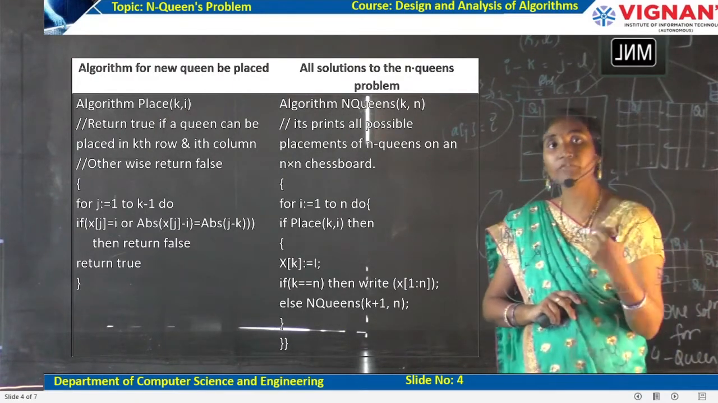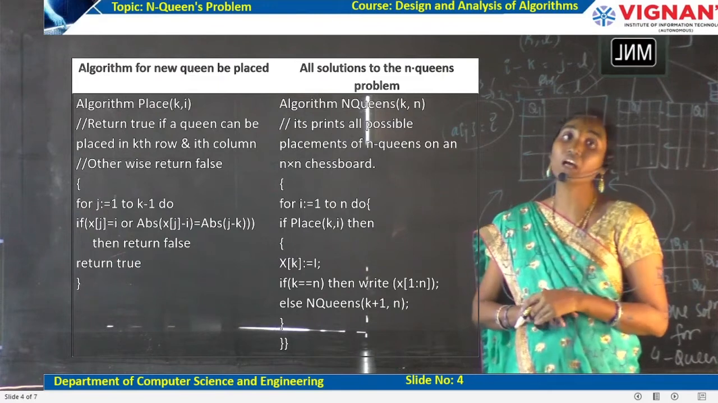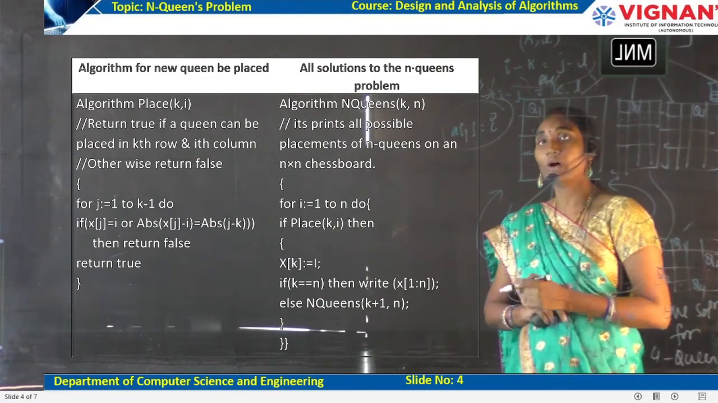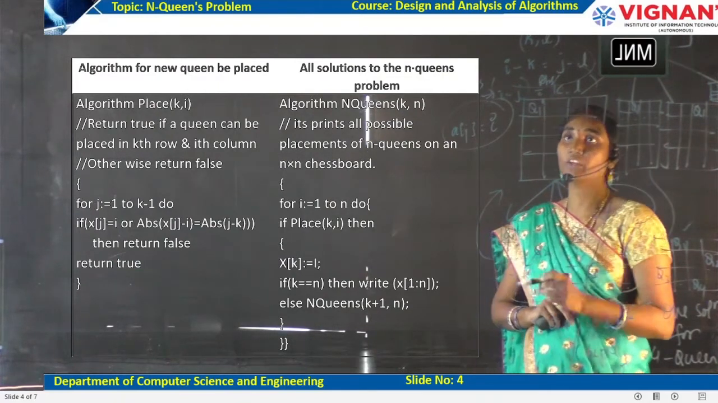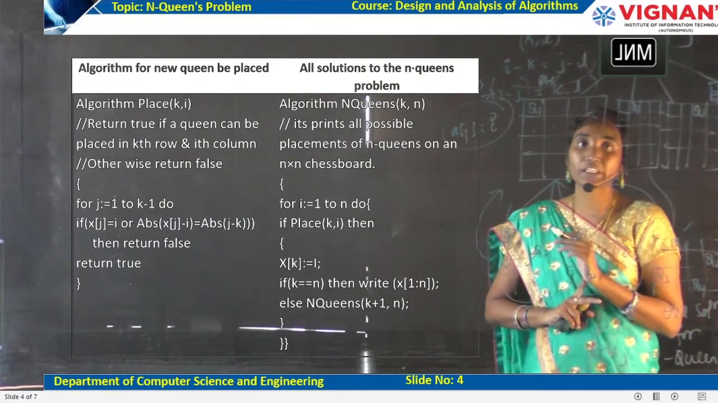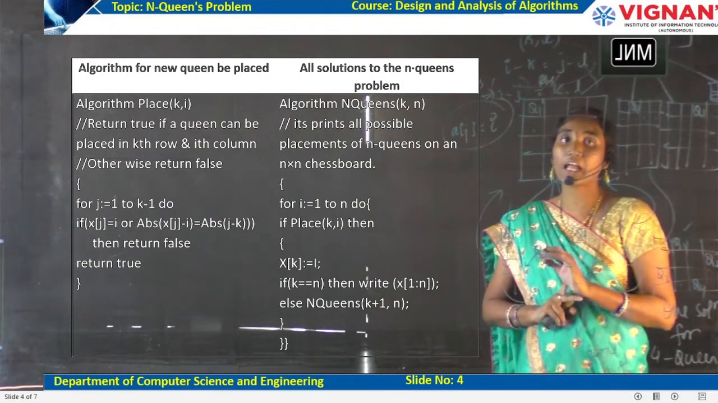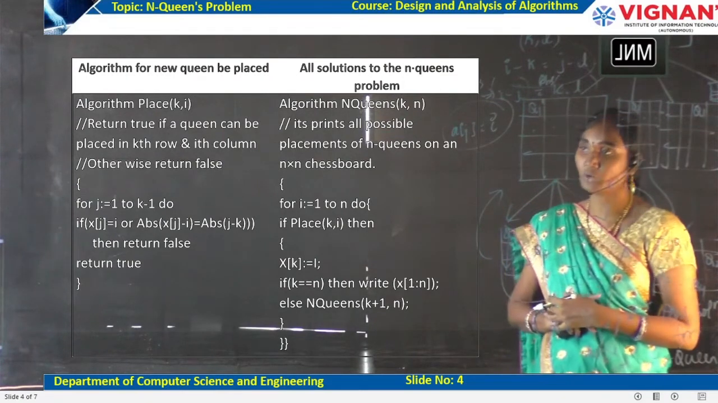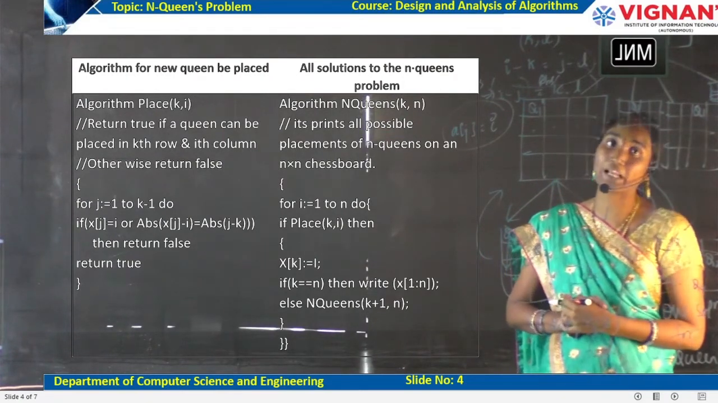In turn we have implicitly checked even for the column attack, right? So otherwise I should return true. If any one of the conditions evaluates to true, I have to simply return false. Otherwise I have to return true. That is about the Place algorithm.